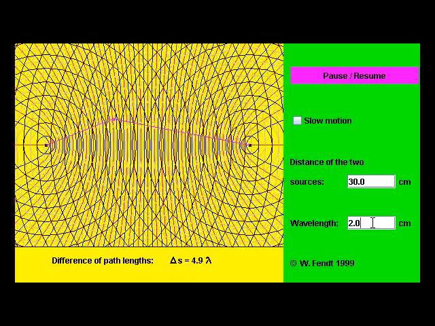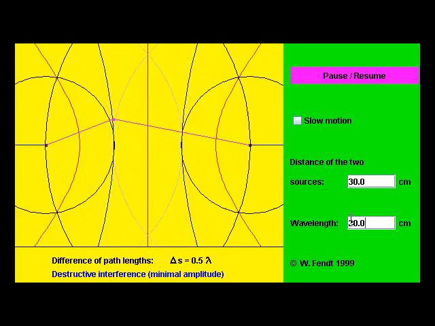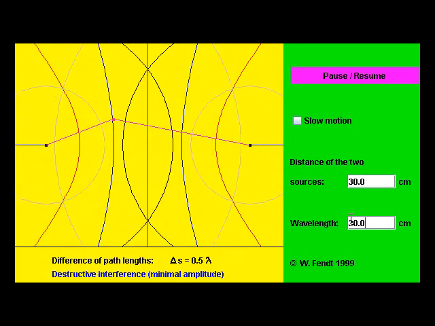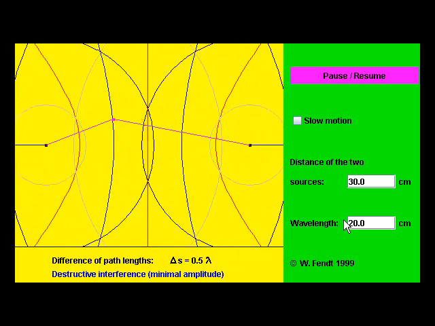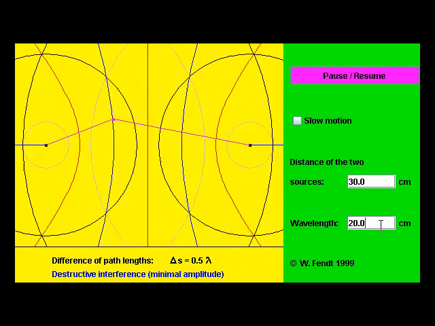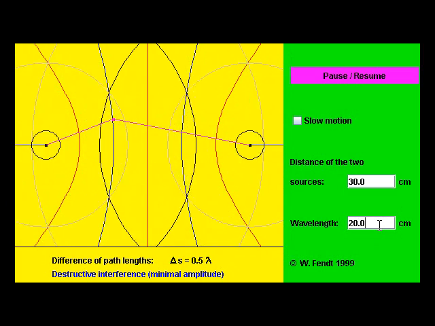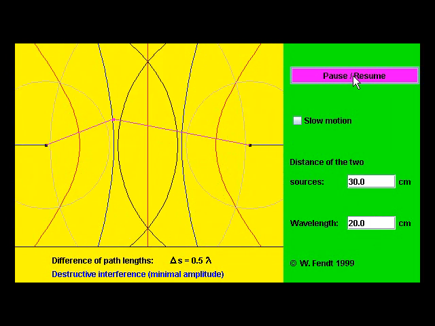If we made the wavelength very big, let's make it back up to 20, then notice that there are very few. The distance between one antinode and the next is very, very large because the wavelength is getting larger. As we make the wavelength bigger, the distance between antinodes also gets bigger.